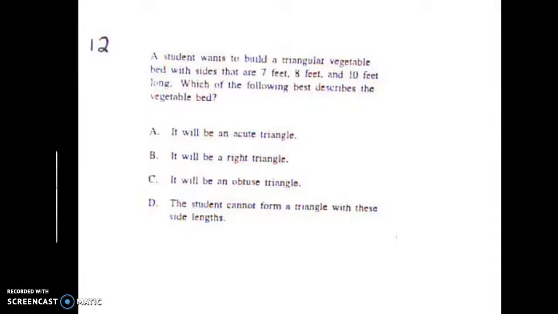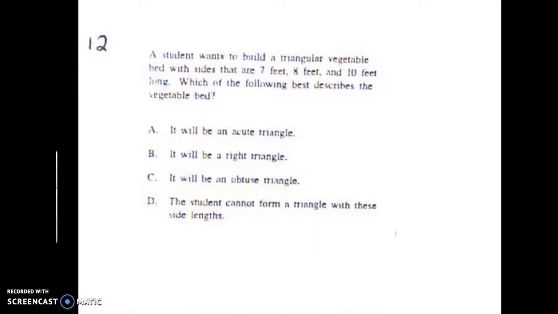I'm looking at question number 12. A student wants to build a triangular vegetable bed with sides that are 7 feet, 8 feet, and 10 feet long. Which of the following best describes the vegetable bed? We want to know, can it be an acute triangle, a right triangle, an obtuse triangle, or you can't form a triangle?